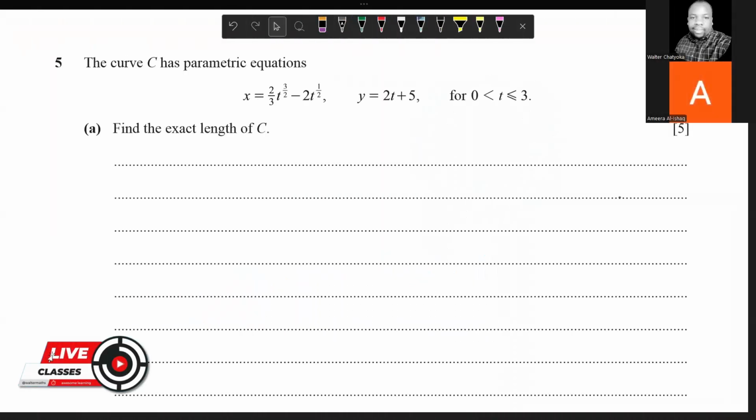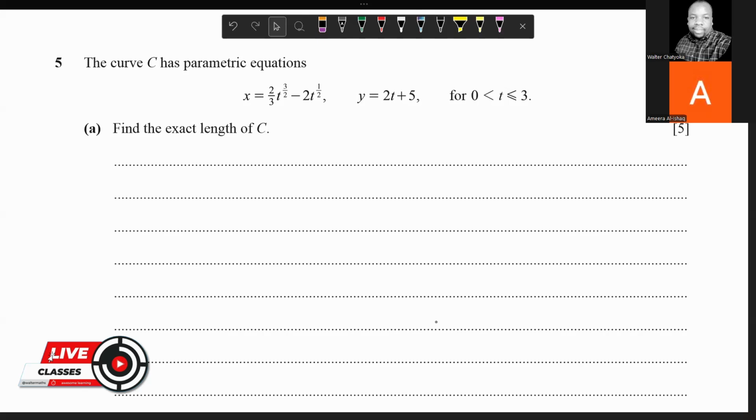Right, so here it's saying the curve C has parametric equations x is equal to 3 over 2 of t to the 3 over 2 minus 2 to the minus 2t to the half, y is equal to 2t plus 5, for values of t ranging between 0 and 3. So in part A, find the exact length of C.